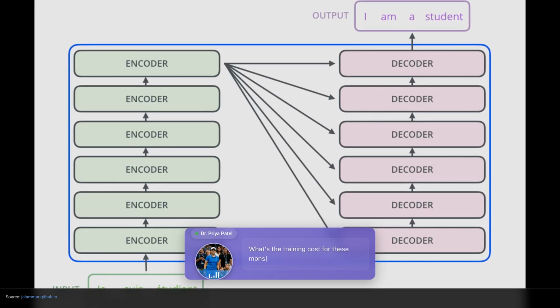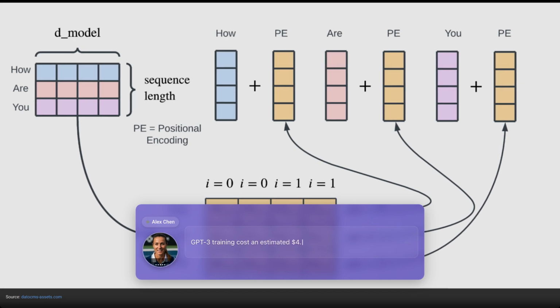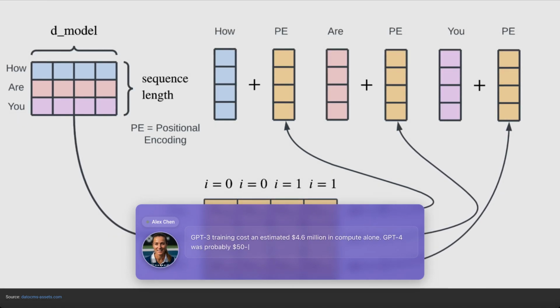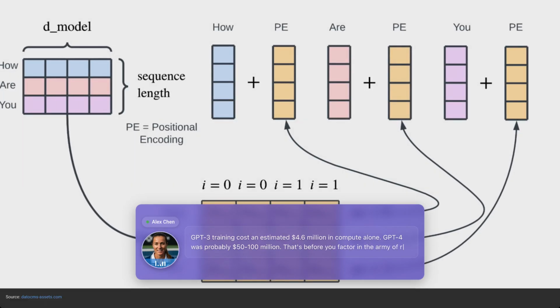What's the training cost for these monsters? GPT-3 training cost an estimated $4.6 million in compute alone. GPT-4 was probably $50 to $100 million.